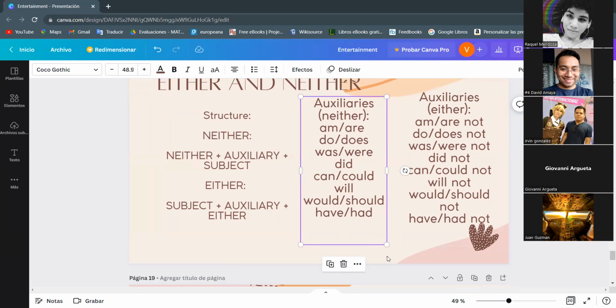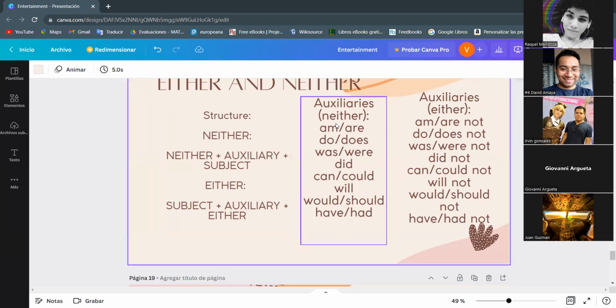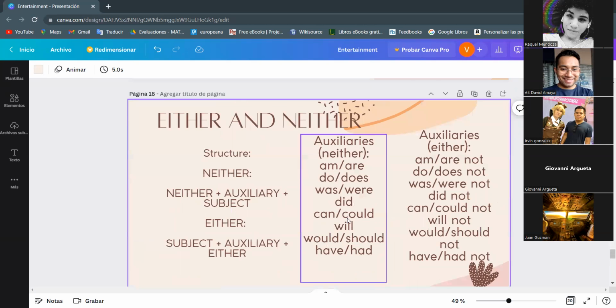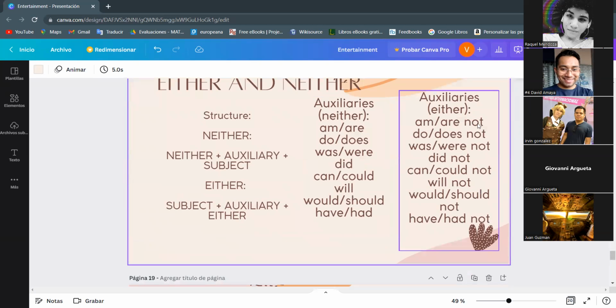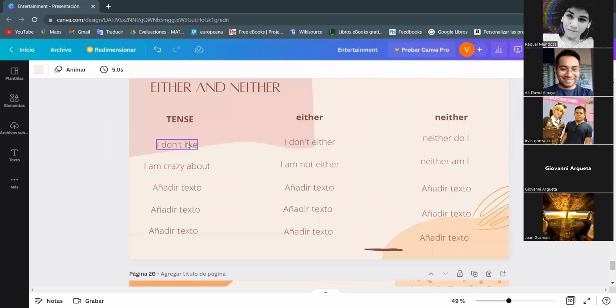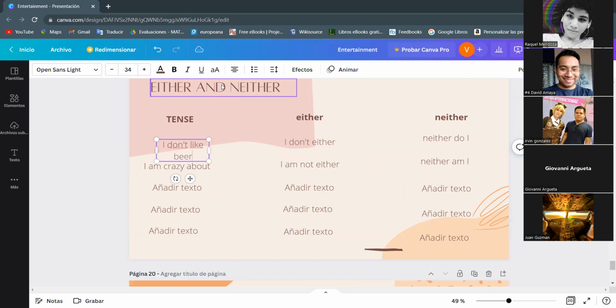Okay. So for this one, we have this for neither. In this case, we have the same auxiliaries we had for so and too. For either, I'm sorry, you just have to add not. We'll see that in a moment. Yes, Raquel, is there something you don't like? Beer. Okay. We're going to have a problem here because I feel like everyone likes beer. So let's pretend that you don't.